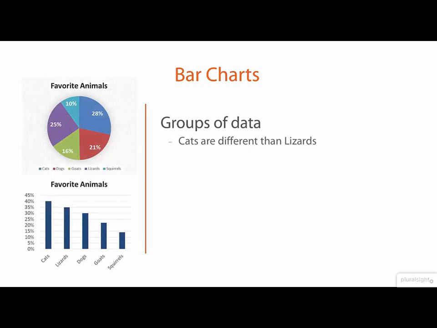Like pies, bar charts are great for displaying groups of data, but they're a lot easier to read. Take a look at the pie versus the bar. On the pie chart, your eyes are moving all over the place to try and see what it means. Quick look at the bar chart and you can easily see that cats are the favorite animal. Plus, you're quickly surprised to see that lizards are the second favorite.